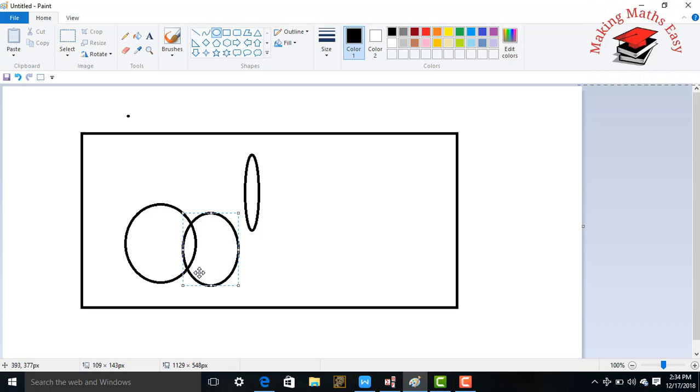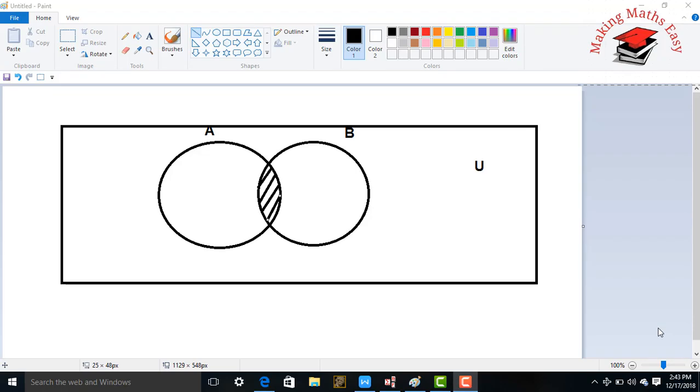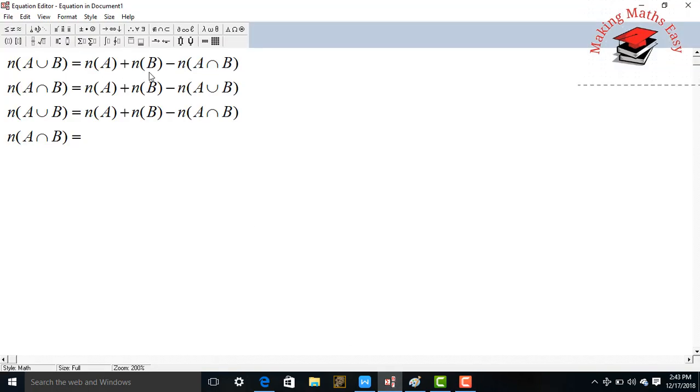This portion we will split, and we will determine that this portion has been taken away one time from the two sets. Hence we are subtracting n of A intersection B. So, as we prove, n of A union B equals n of A plus n of B minus n of A intersection B.